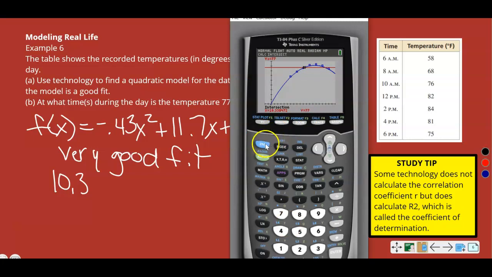And then we need to find the other intersection. So we're going to go second trace again. We're going to calculate intersect again. And this time we want the intersection on the other side. This is where it represents 77 degrees when the temperature is coming down in the afternoon. All right, so it's going to find the intersection of those two, and it says about 16.9.